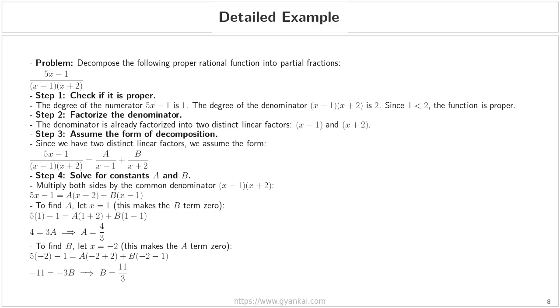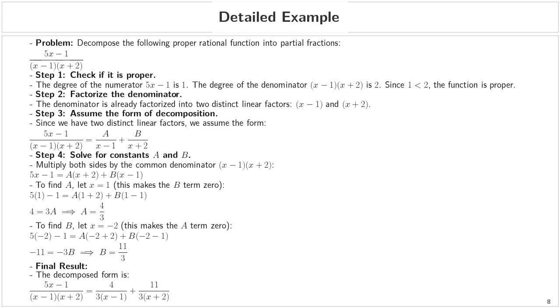Now, let's find B. We do the same thing, but this time we choose a value of x that will make the term with A equal to 0. That value is x = -2. Substituting x = -2 into our equation, we get 5(-2) - 1 = A(-2 + 2) + B(-2 - 1). This simplifies to -11 = -3B. Solving for B, we find that B equals 11/3.